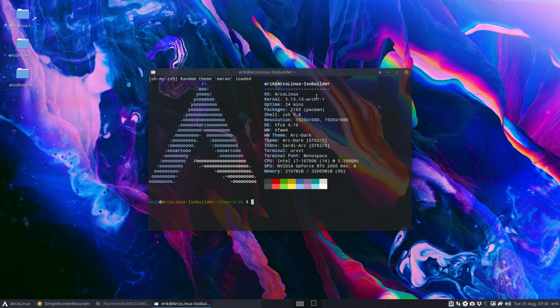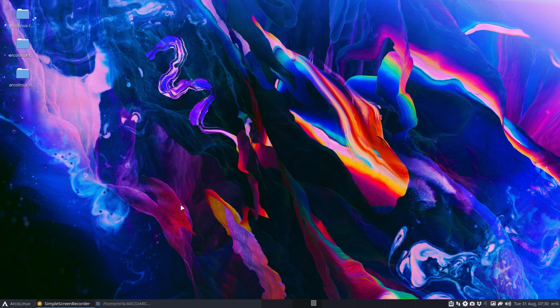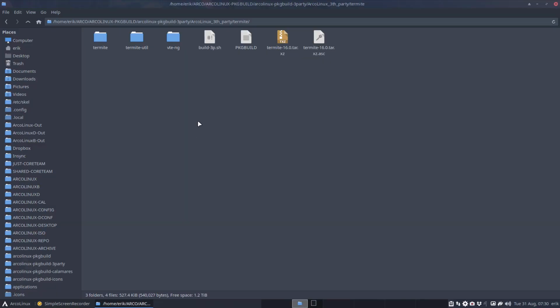It's morning and I'm on ZSH and I'm on the ISO builder. Every morning I build packages for you guys, all the packages that are in the repo, certainly the third party repo is built every single morning.